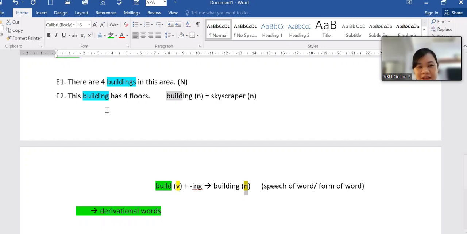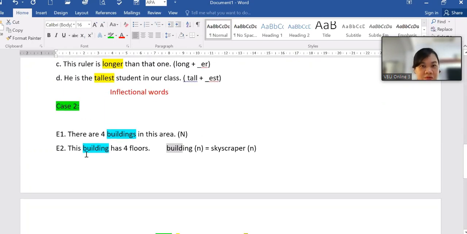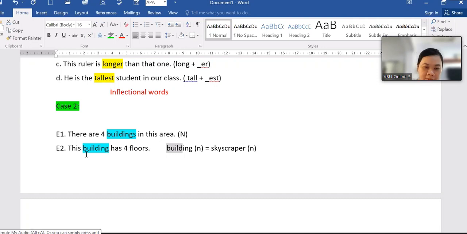All right, so now look at E1 and E2 again. In E1, how many buildings do we have? Four buildings. In E2, how many buildings? One building. Yes, good.